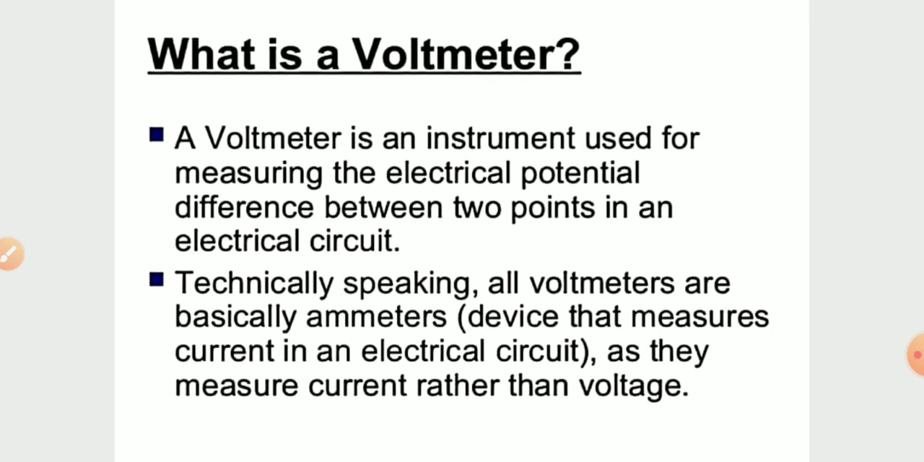What is a voltmeter? A voltmeter is an instrument used for measuring the electrical potential difference between two points in an electrical circuit. It means a voltmeter is an instrument for measuring voltage. It is used for measuring electrical potential difference. We can say V2 minus V1. So it is used for measuring electrical potential difference between two points in an electrical circuit.